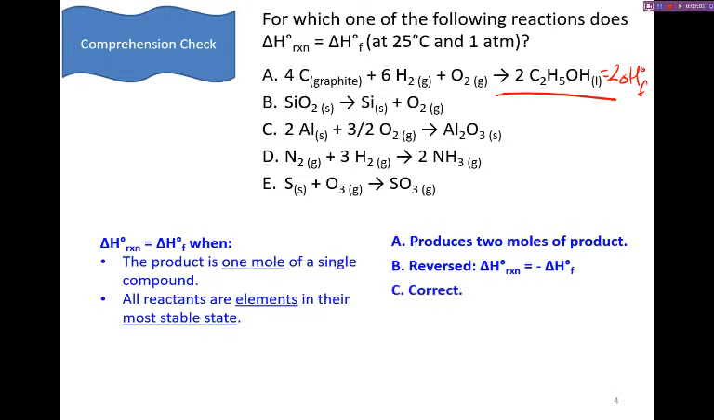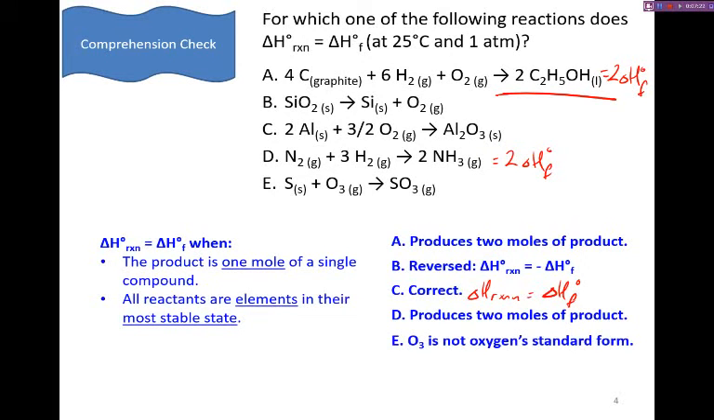C is correct. The enthalpy of the reaction is equal to the standard enthalpy of formation. D is wrong because it produces 2 moles of product, and so this would be equal to 2 times the standard enthalpy of formation. And then E is not correct because oxygen's standard state is O2 gas, not O3. This is ozone.